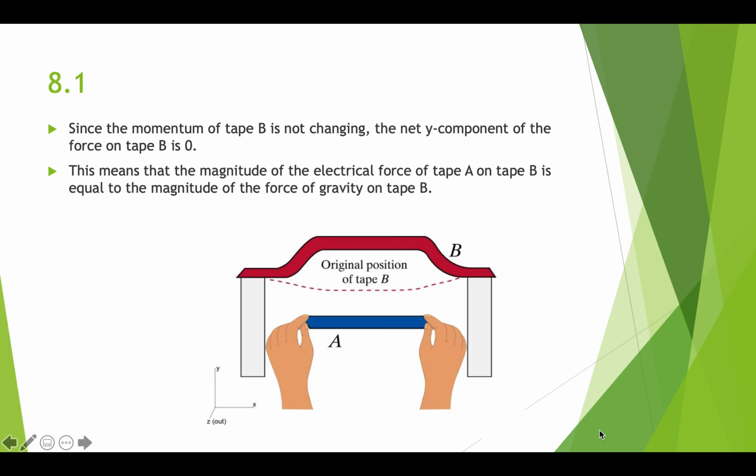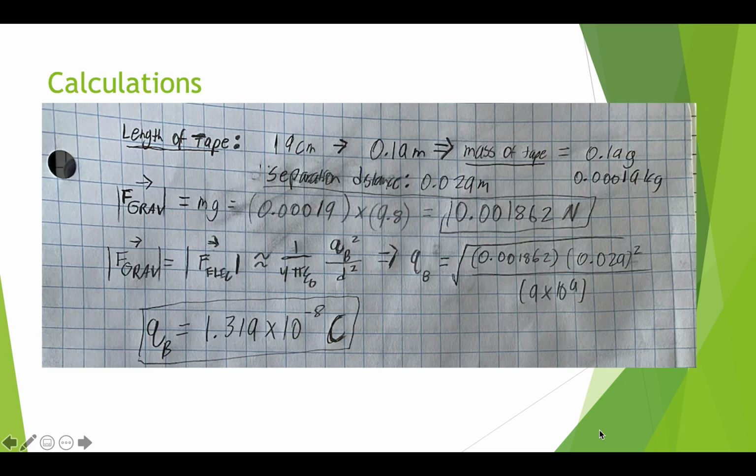And since the momentum of tape B is not changing, we can determine that the net Y component of the force on tape B is 0, which means that the magnitude of the electrical force of tape A on tape B is equal to the magnitude of the force of gravity on tape B, which is actually pretty easy to measure. Calculating the force of gravity is not too hard to find, which leads me to the calculations.